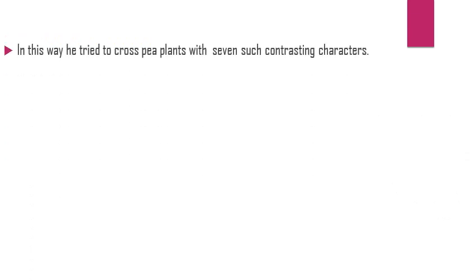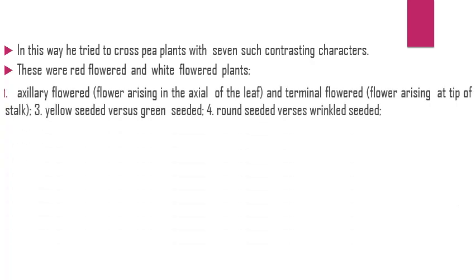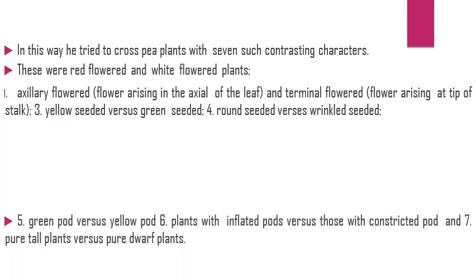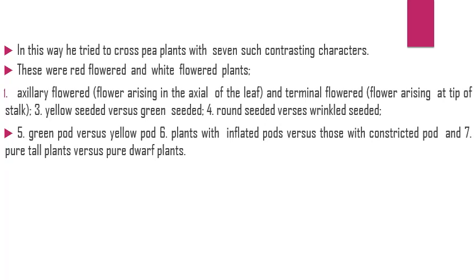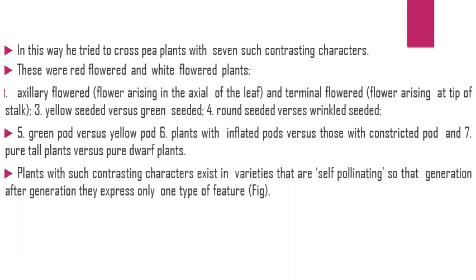In this way, he tried to cross pea plants with 7 such contrasting characters. These were red flowered and white flowered, axillary flowered and terminal, yellow seeded and green seeded, round and wrinkled, green pod versus yellow pod, inflated pod versus constricted pod, pure tall plant and pure dwarf. Plants with such contrasting characters exist in varieties that are self-pollinating, so that generation after generation they express only one type. You can see in the next figure.